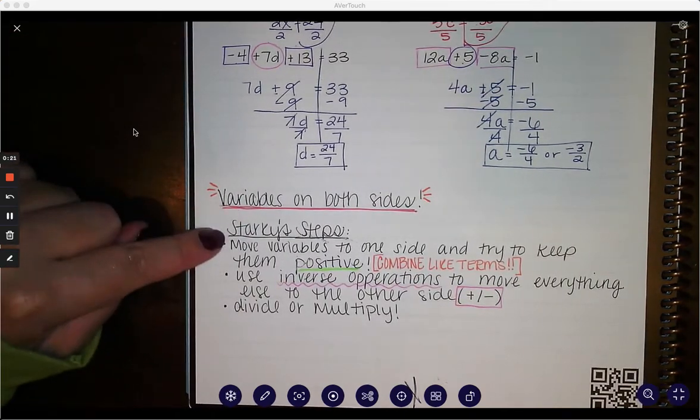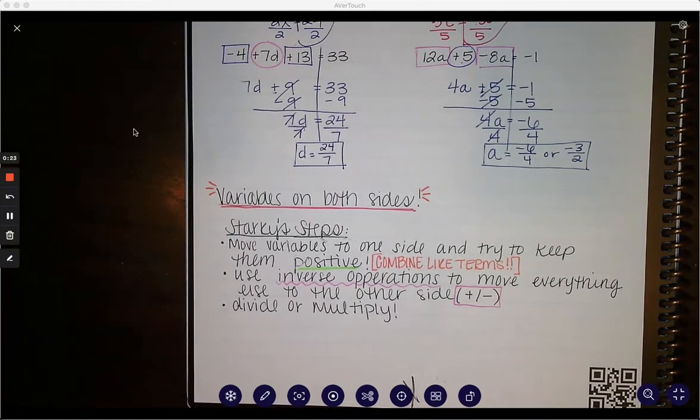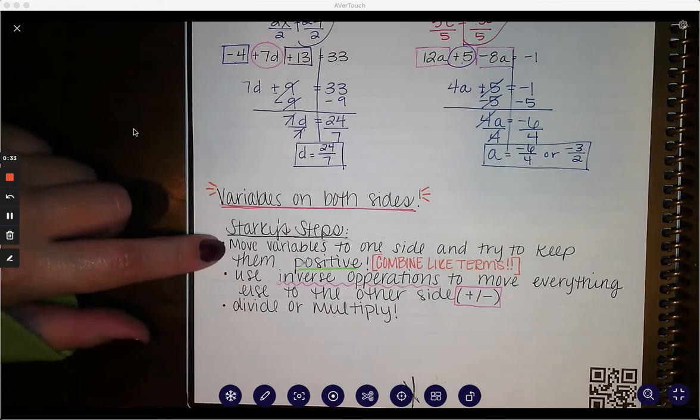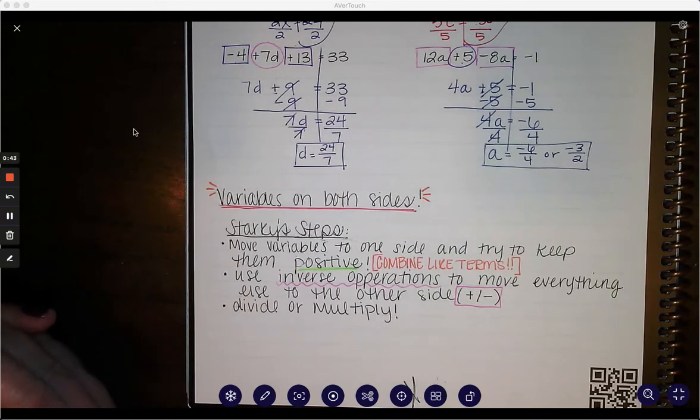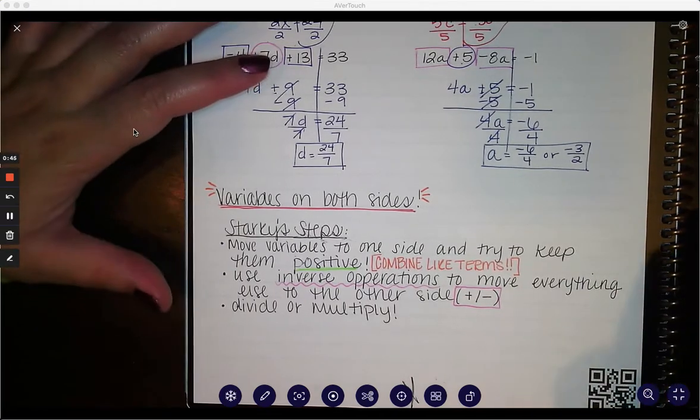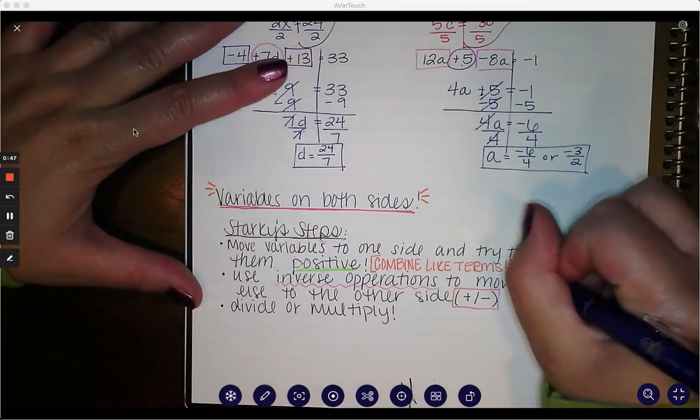Okay, and so I gave you the three things that I personally would do in order to solve these problems, like things that I would do in this order. Okay, so the first thing that I would do is move variables to one side and try to keep them positive. So first thing I would do is combine like terms, combine our variables. We are going to have to use inverse operations.